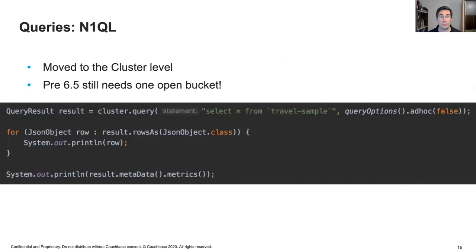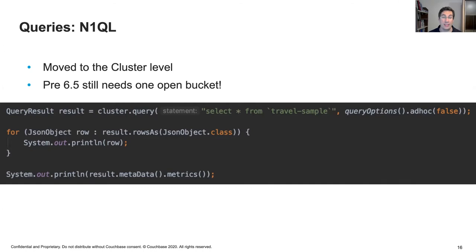As I mentioned, query has been moved to the cluster level. So you perform cluster.query, and this is a pattern you'll see across the SDK. You'll have your required parameters, and then you'll have options, which are optional, and all the operations return some kind of result. In this case, our query operation takes a mandatory statement. Then we can supply options. Here in this case, we use prepared statements, so we set ad hoc to false, and then it returns a query result. And then we can iterate our query result, print out metadata, etc.